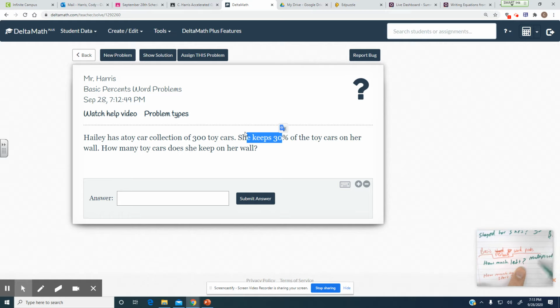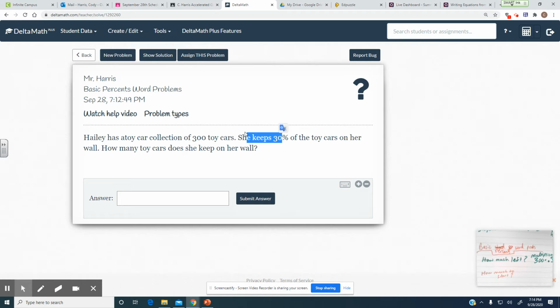And what we're going to do is say, okay, 30%. If she had 300 cars, we're going to multiply that by 30%. But what would 30% be as a decimal? Well, you move the decimal 2 places to the left, and really 30% is 0.30, or just 0.3. So we do 300 times 0.3, and that gives us 90. So she's got 90 cars on the wall.